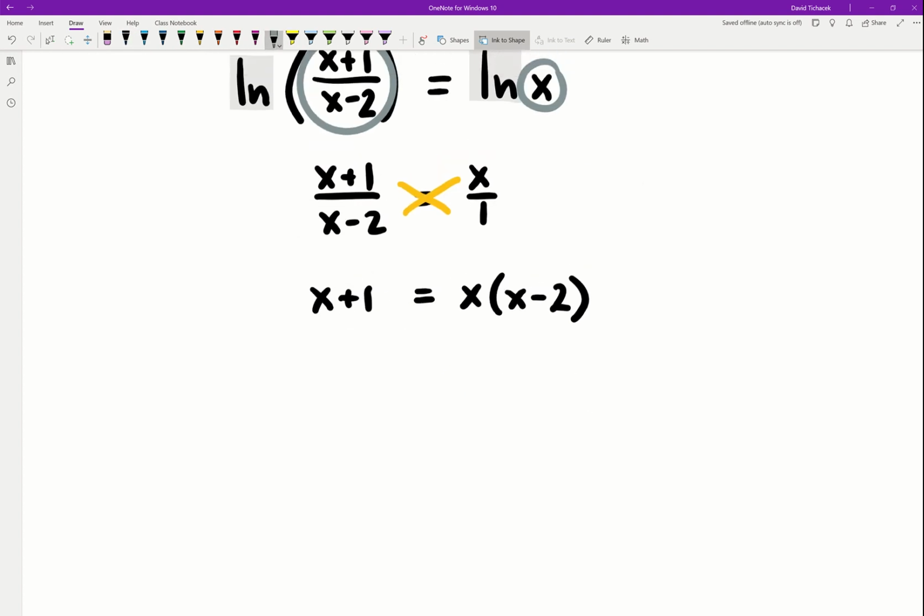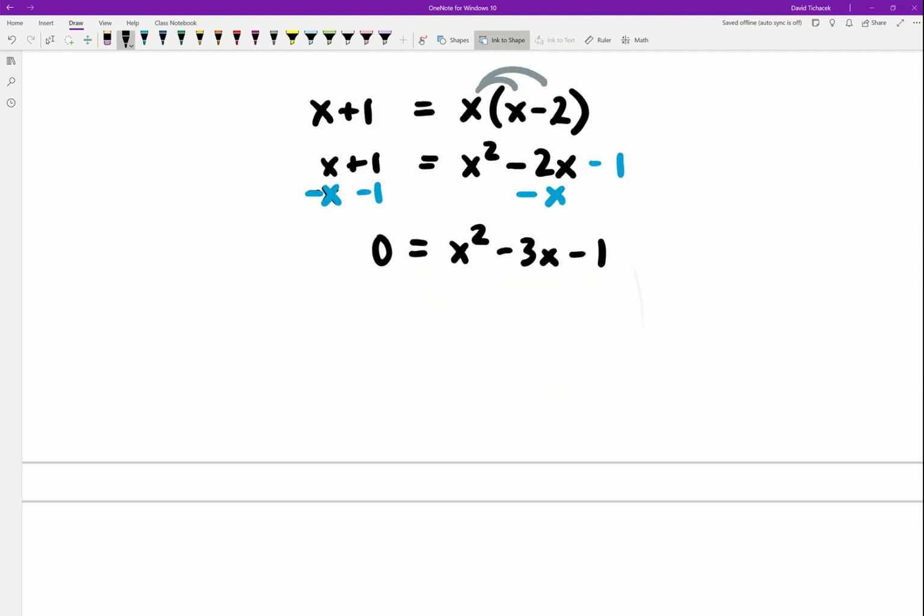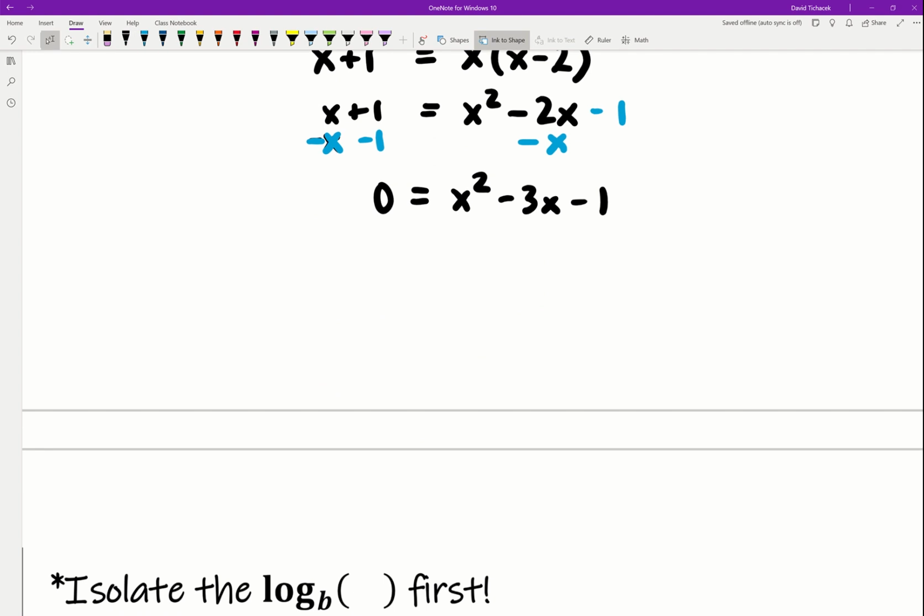If I distribute in this x on the right-hand side, I'm going to get x squared minus 2x. And then if I go ahead and simply do some work to bring the x over here, so subtract x from both sides, and then subtract 1 from both sides, then I get the following. I get 0 is equal to x squared minus 3x minus 1. And that's a quadratic equation that we have a lot of different tools in our tool belt for being able to solve.